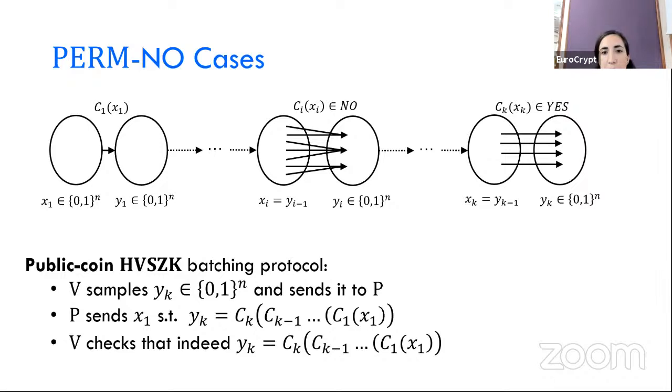Since the circuits CI plus one to CK are all yes instances and therefore permutations, if the YK is selected uniformly, then the YI is also distributed uniformly. But let's take a closer look at the image of the circuit CI. Since CI is a no instance, each image has at least two pre-images, and the image size is at most 2 to the n minus 1. Therefore, the probability that the YI will not be in the image of CI is at least half. And therefore, we also have soundness.